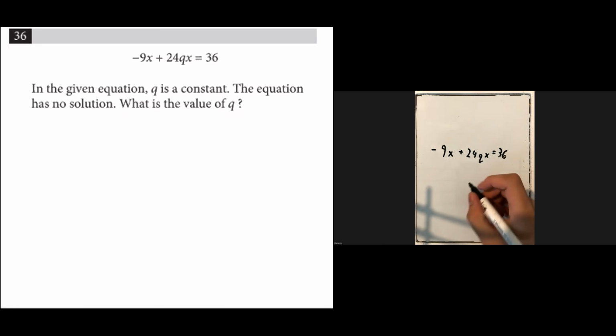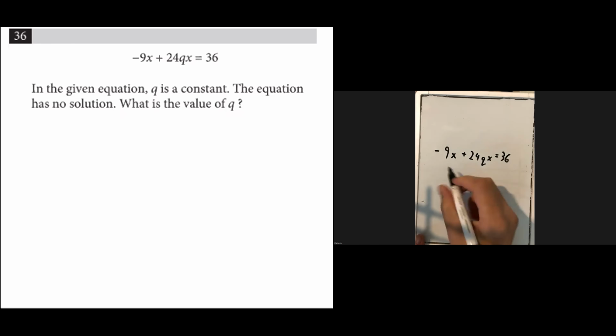Well, for the equation to have no solution, we would have to get something like 0x equals 36. Because for us to have no solution, 0 times any number for x has to always equal 0, so it can't ever equal 36. So that's why this has to simplify to 0x.